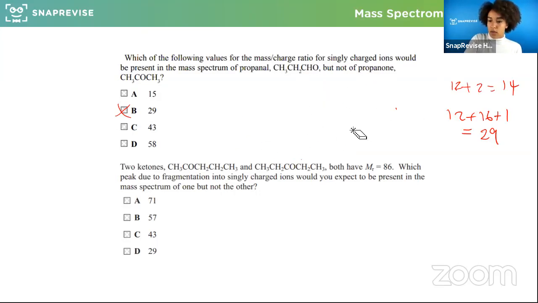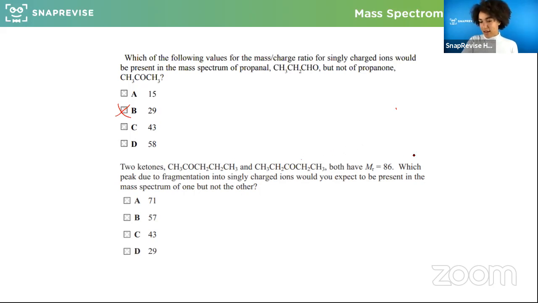So let's do another practice run of these. Right. So 2 ketones. CH3CO, CH2CH2, CH3, and the other one, because I'm not reading that out again, both have a molecular mass of 86, which peak due to fragmentation into single charged ions would you expect to be present in the mass spectrum of one, but not the other. So Hamian doesn't understand. Hamian, the second question is kind of the same one as the first one. So it might be able to help.